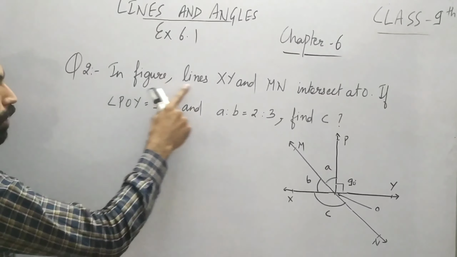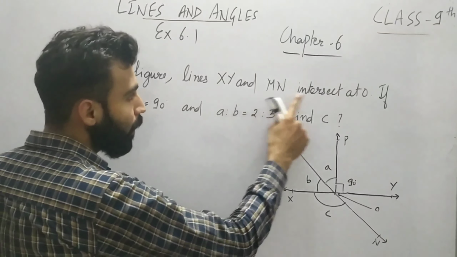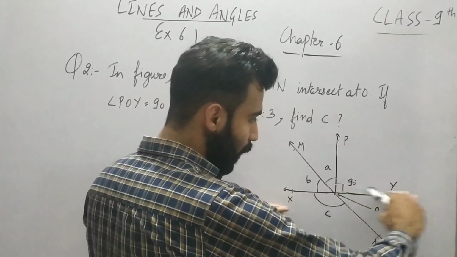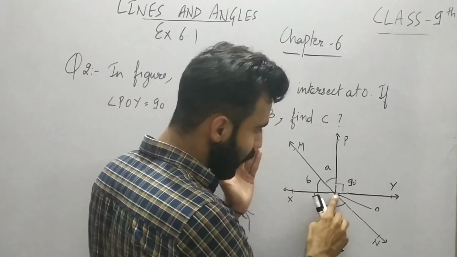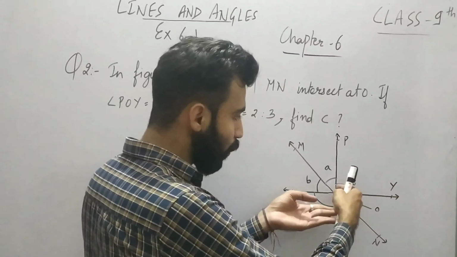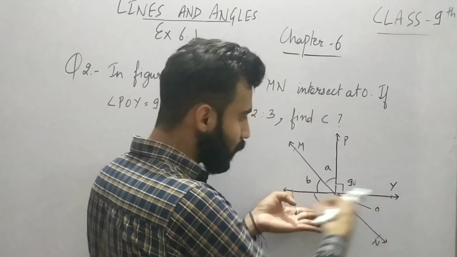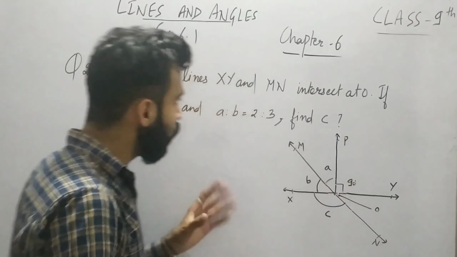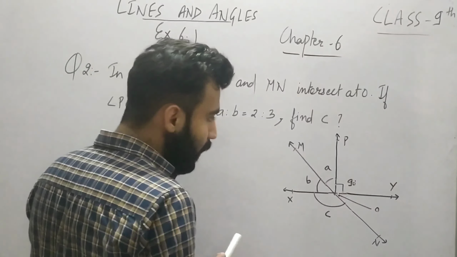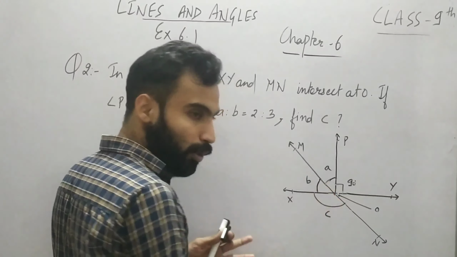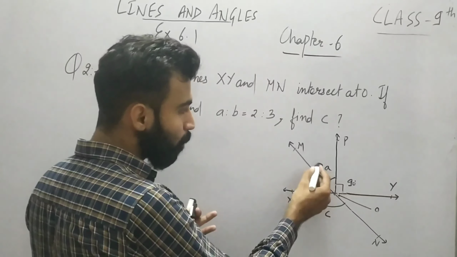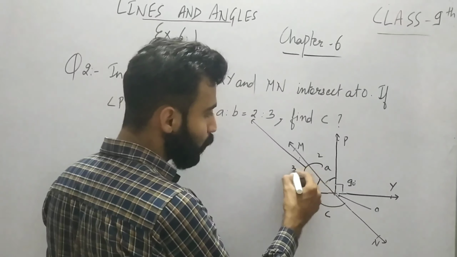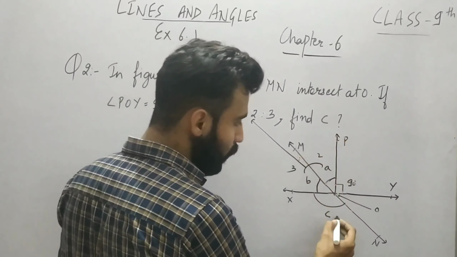It says in the figure, lines XY and MN intersect at O. So if you just observe this figure, then you will find this line XY and line MN are intersecting at point O. Getting the point? There is also a ray which is standing on XY at a 90 degree angle, that is OP. Getting my point? Now further, you can see here there are angles given to us, A and B. We don't know these angles, we have to find them out, but the ratio of both angles is given to us, 2:3. That means they are in the ratio 2:3. Right? Further, we have to find this angle C.